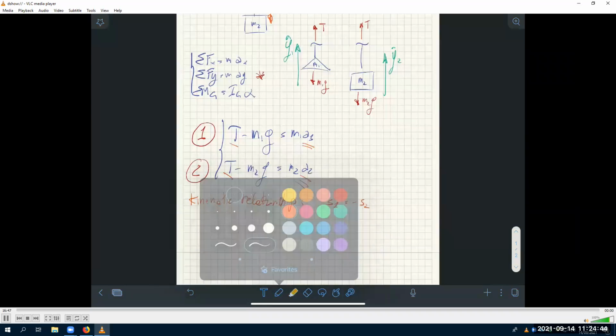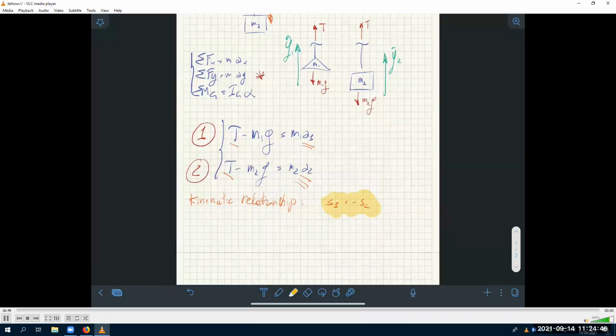Sir? Yes? How come it's not m2 g minus T in the second equation? T is everything at once, so it shouldn't be going down like that. You don't know that yet. Okay, so the student here in the class is asking, why is this one positive and not negative?